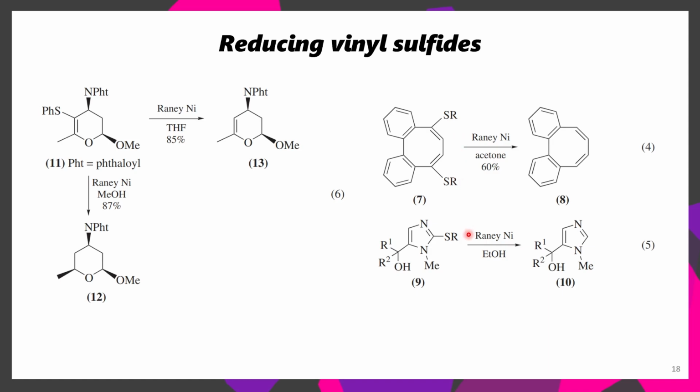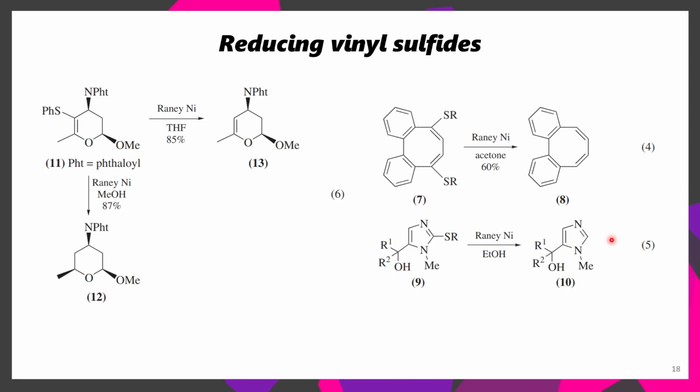In this next case, we have this cyclooctatetraene which is prepared via treatment with Raney Nickel in acetone. And in this last example, we have a thioimidazole, which is an isothiourea derivative, which is able to undergo desulfurization and just put a hydrogen in that place, forming a regular imidazole. Imidazoles can be challenging to synthesize in this selective manner, so this is a desirable way to do so.